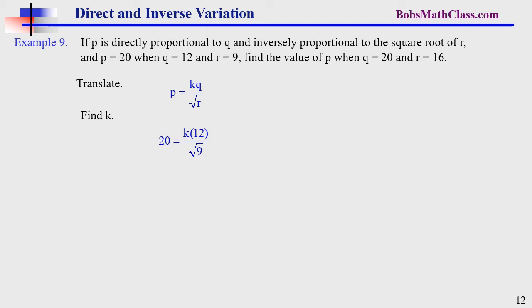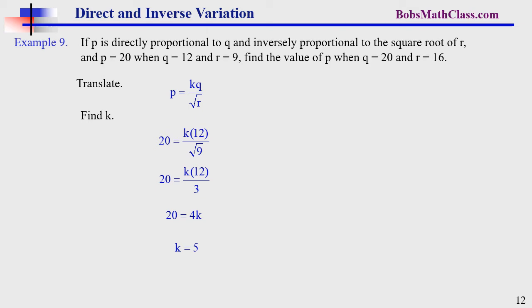All right, square root of 9 is 3. And we could divide 3 into 12 this time. That's nice. 3 goes into 12 4 times. So that gives us 20 equals 4k. Divide both sides by 4, and we get 5. So our value k, our constant of variation, is equal to 5.